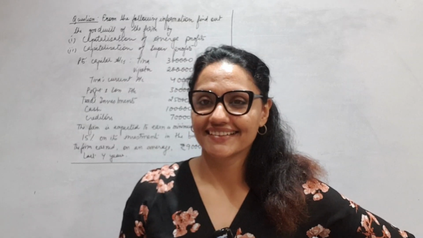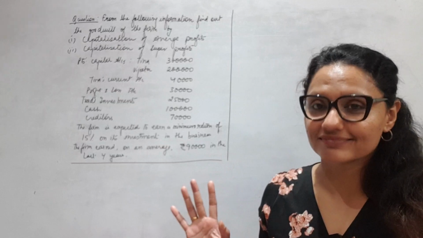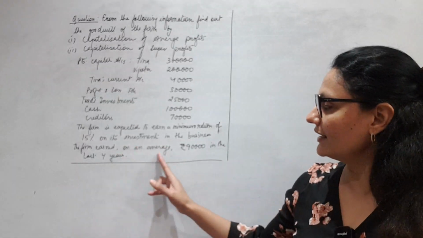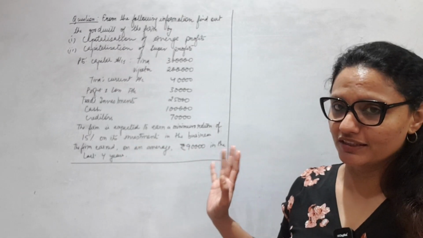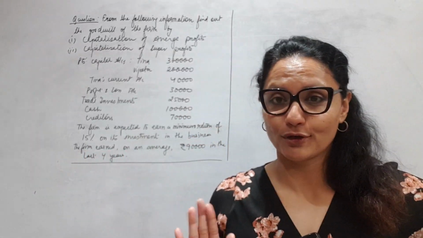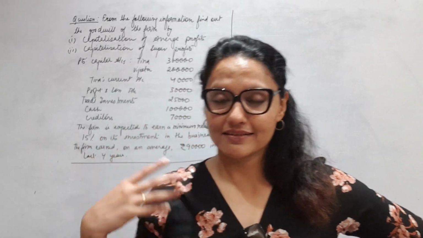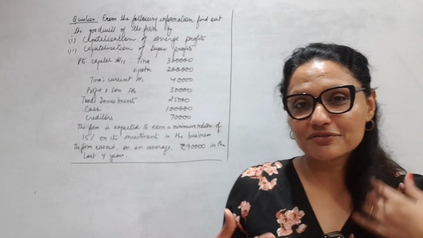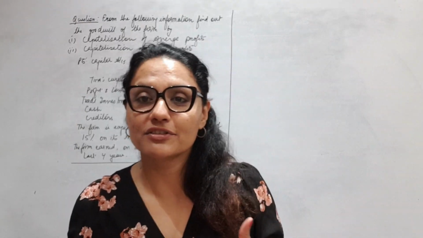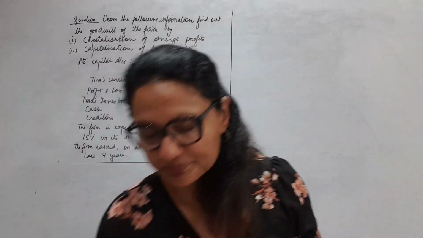Understand? It is said 90,000 on an average, isn't it? The firm earned on an average 90,000 in the last 4 years, meaning average profit is given to you. Do not further divide it by 4. Okay, so this is how I have kind of changed the way the question might be presented to you. So don't jump it up.